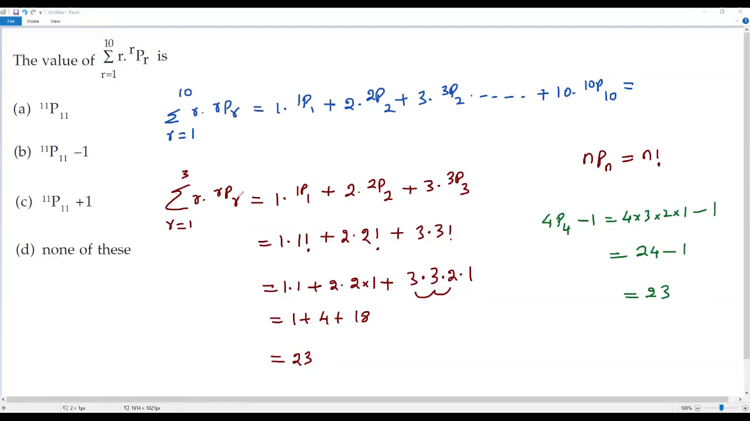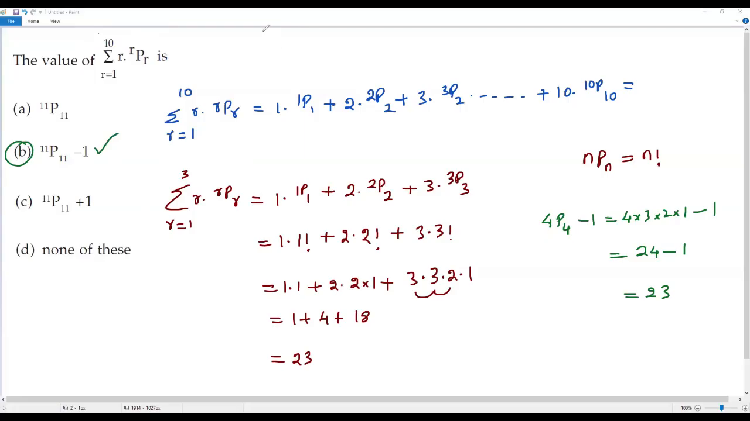So here in this series, if the maximum value of r is 3, then this series is equal to 4p4 minus 1. That is, when the maximum value of r is 3, then we take 3 plus 1, 4, 4p4 minus 1. So the same logic we can apply over here. When the maximum value of r is 10, then 11p11 minus 1 must be the correct answer. So the correct answer choice for this one is B.